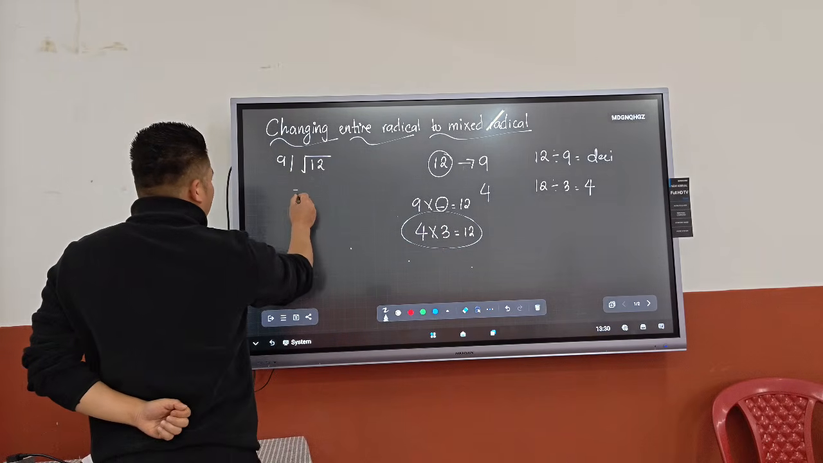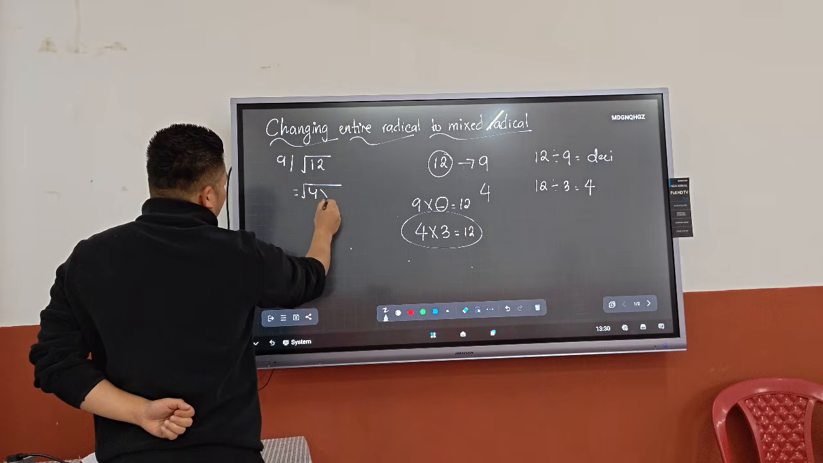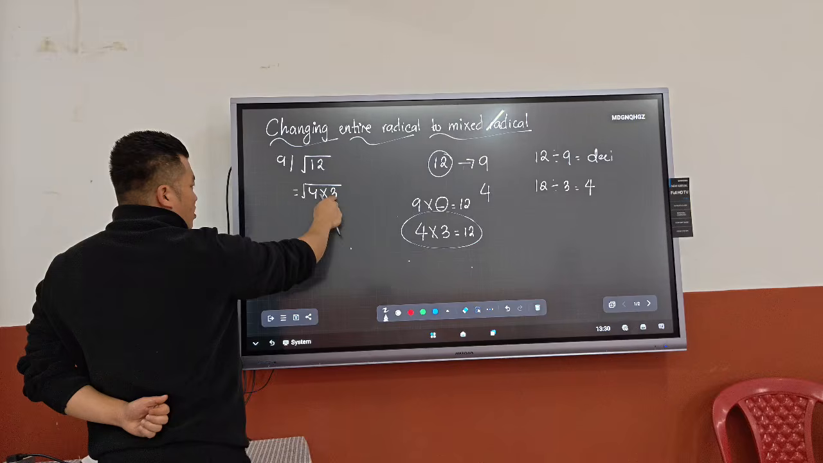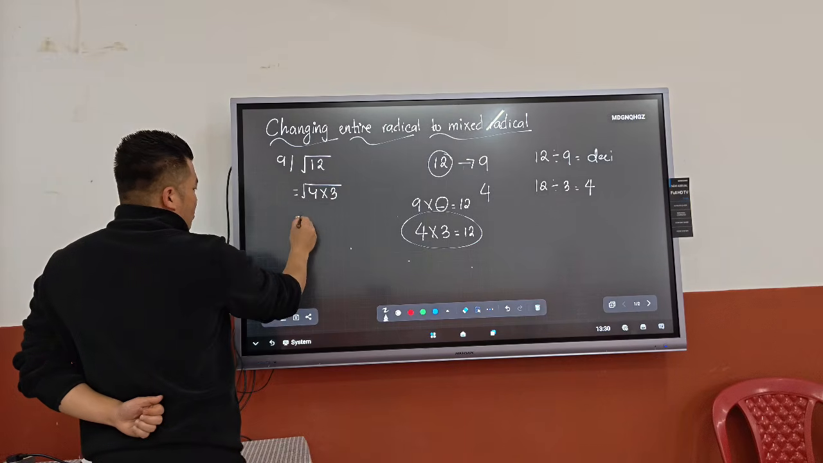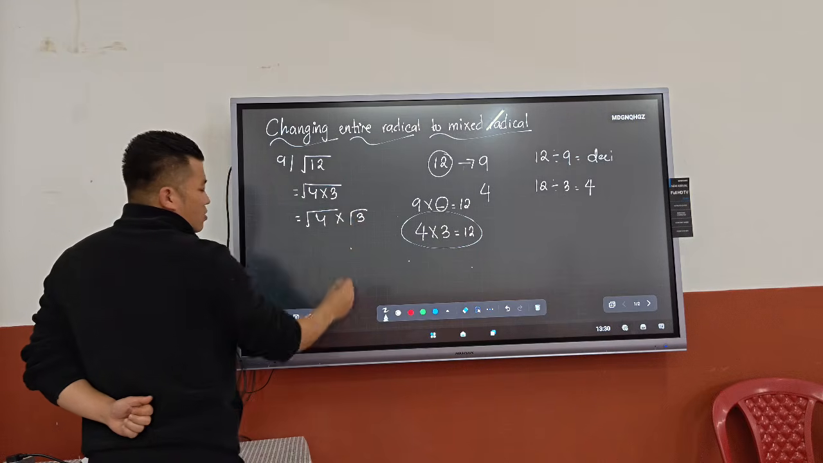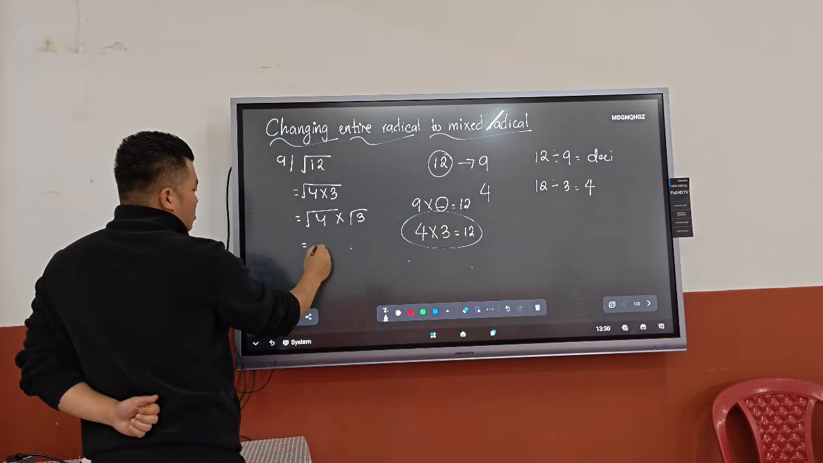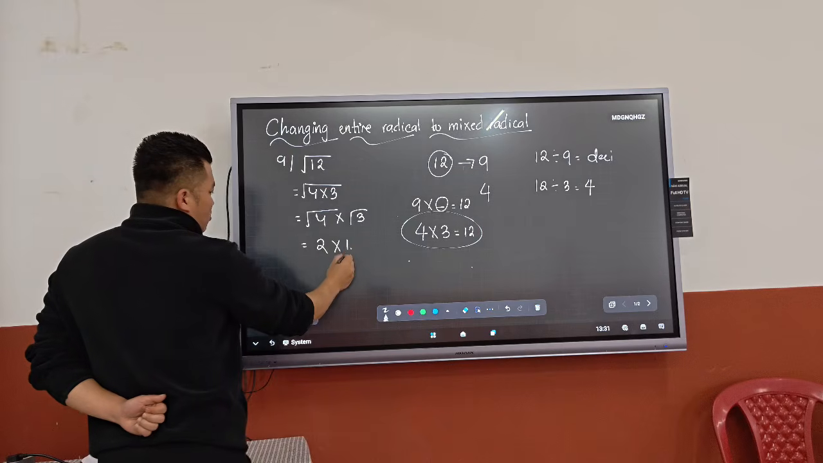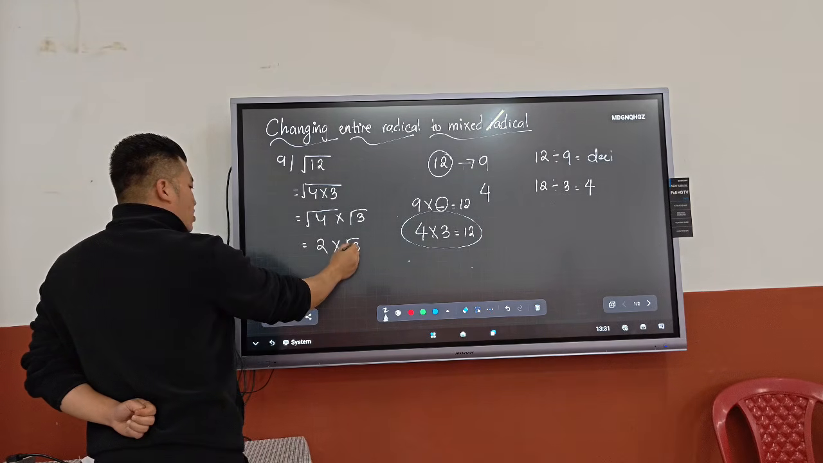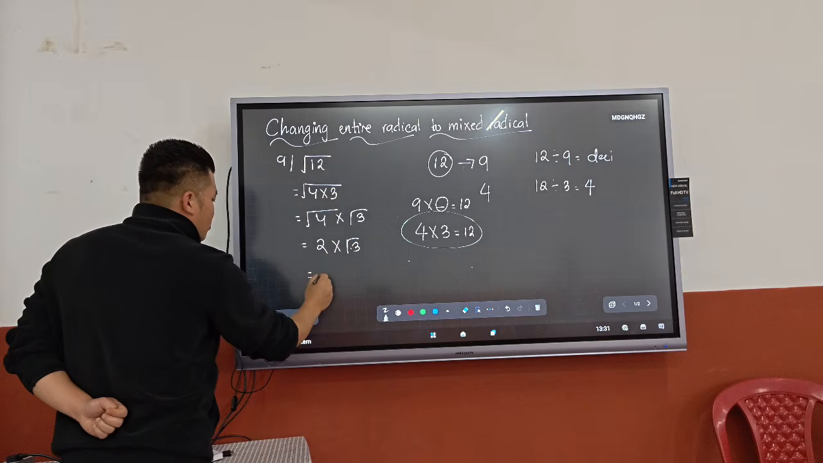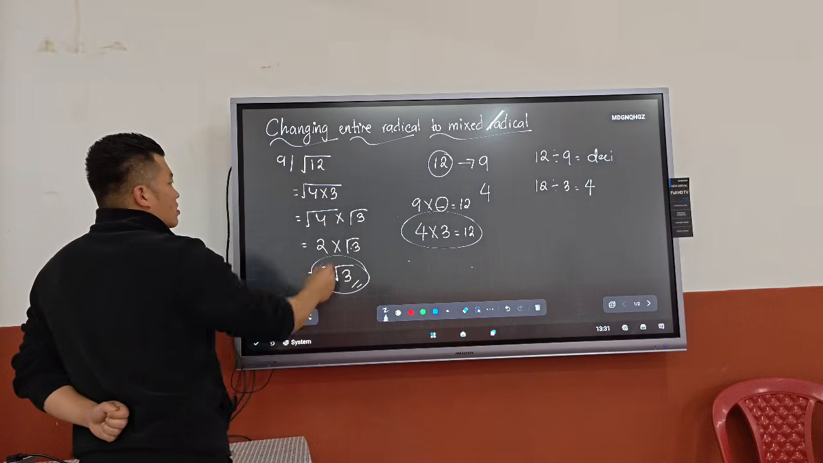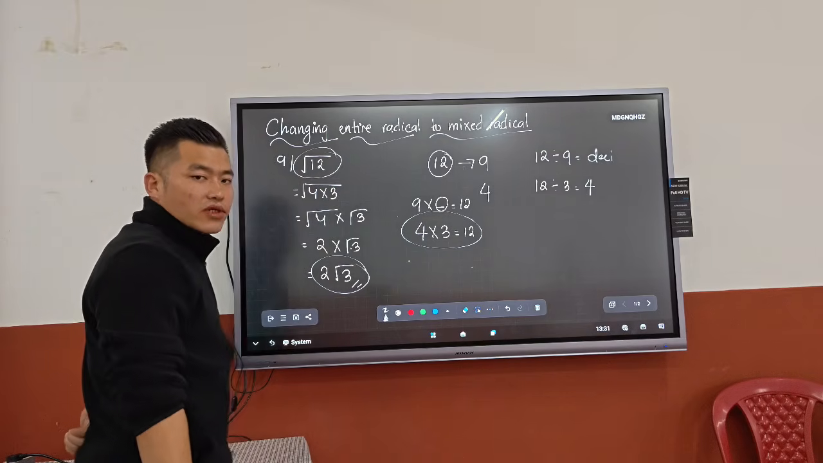So you can rewrite this as square root of 4 times 3. I'm just breaking the number here. 4 times 3 is 12. Further, you rewrite this as square root of 4 times square root of 3. What is the square root of 4? It is 2, so 2 times root 3. Since 3 is not a perfect square, you keep the square root of 3. Finally, your answer will be 2 root 3. Now this is a mixed radical, and the original is called an entire radical.